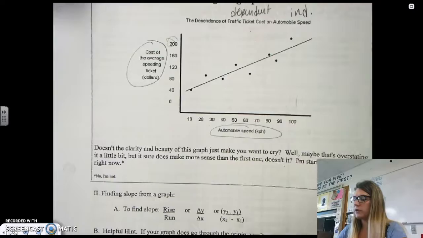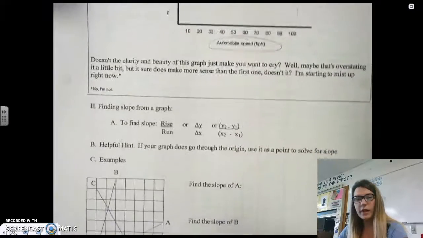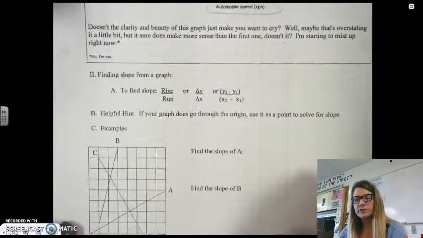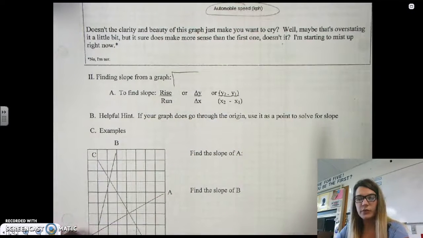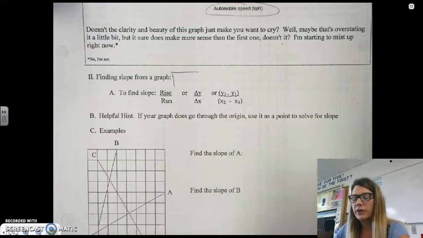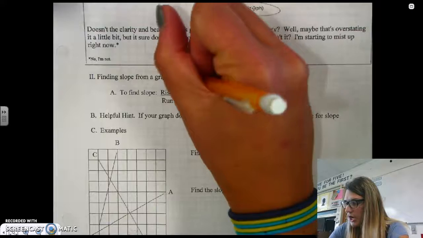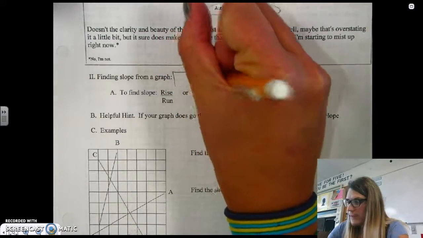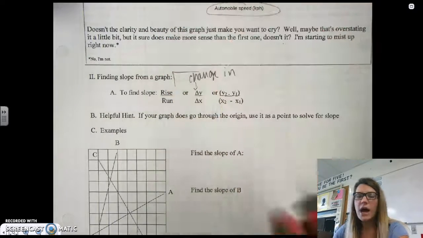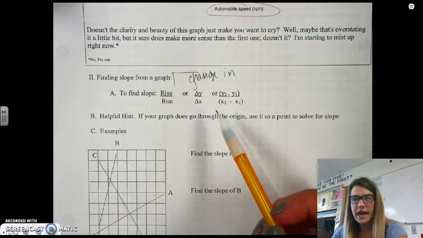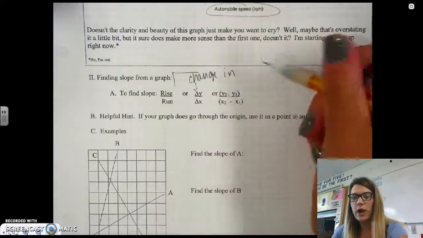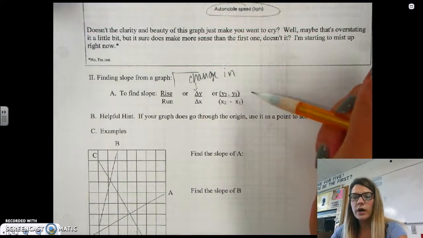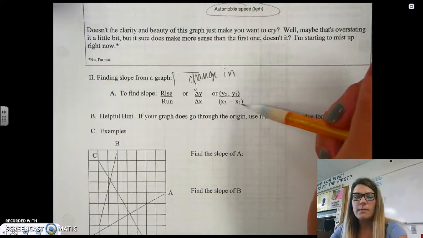Let's look at how we would calculate slope from a graph. Okay? Slope from a graph is just rise over run, right? So rise over run, and we're counting when we're doing rise over run. Or I can say change in y value. This delta here means change in. So I can say change in y divided by the change in x, or if I wanted to convert that into a mathematical equation, it would be y2 minus y1 divided by x2 minus x1.